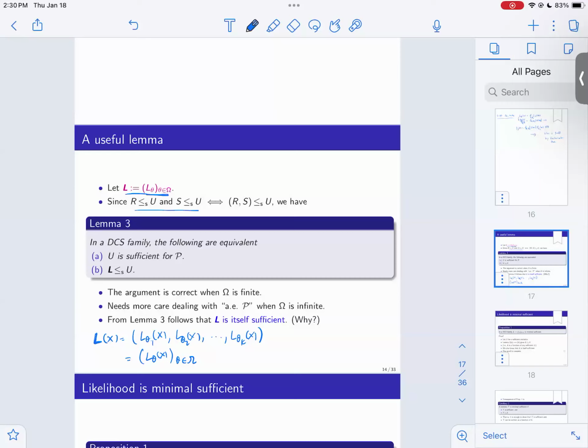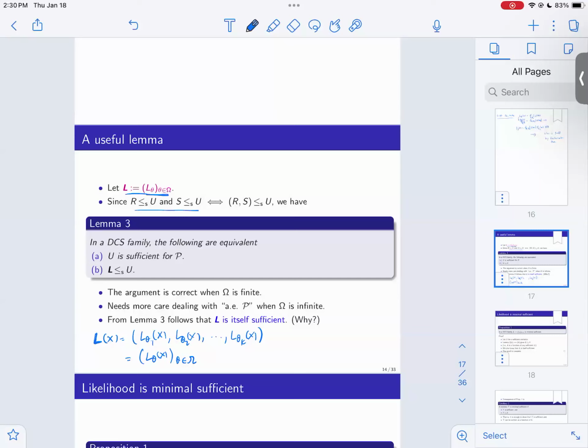It looks like a tautology, but there is some argument going on here, right? So once you show that something like this holds, it immediately implies that L itself is sufficient. But if you understand this, we have already proven that L is minimal sufficient as well. So the next step is to show that L is minimal sufficient.